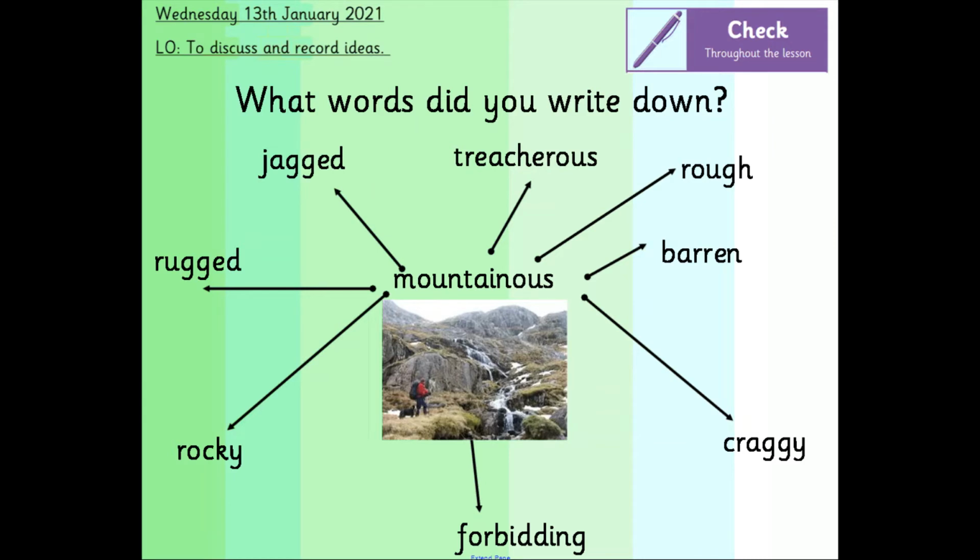Okay, here are some of my words that I've written down that I found in the classroom thesaurus and using the online thesaurus today. So these are my synonyms that I've found for mountainous. I found jagged, rugged, rocky, forbidding, craggy, barren, rough, because all those rocks would probably be quite pointy and sharp at the top of the mountain, and treacherous as well, quite dangerous up there. You'd have to be careful where you walk to not fall off the rocks or step on the source of the river.